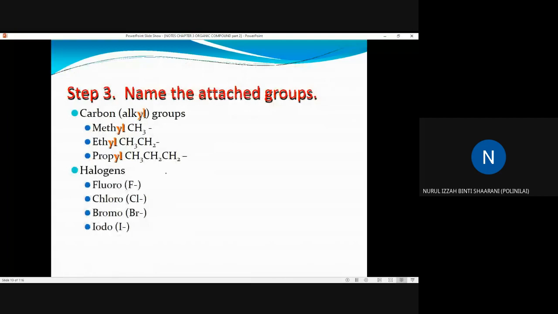Nampak ni. Metil, satu karbon. Etil, dua karbon. Propil, tiga karbon. Kalau butil, berapa karbon? Empat. Kalau pentil seterusnya, heptil seterusnya dan seterusnya.